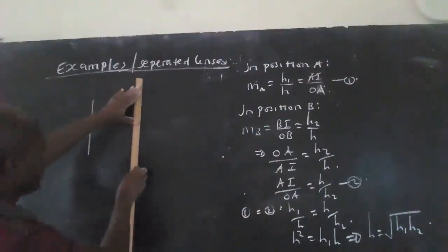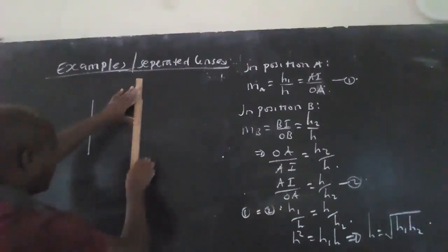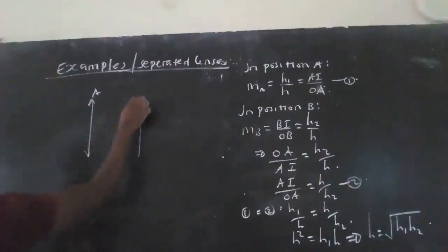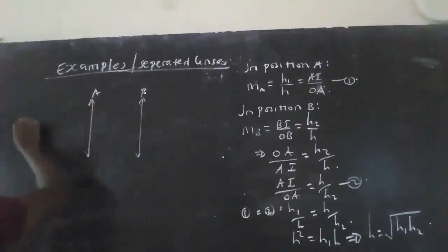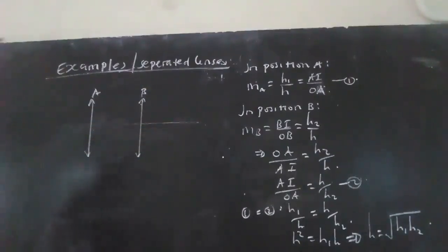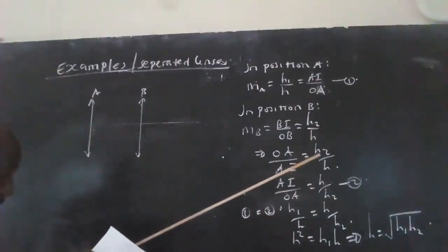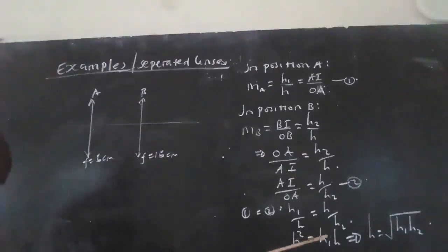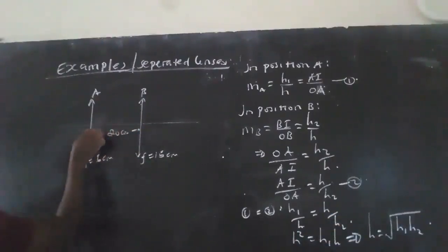So this is A. This is B. This is just a sketch diagram. We shall draw the final diagram. Two convex lenses A and B. The focal lengths they have given us are 5 centimeters and 15 centimeters. So f here is 5 centimeters, f here is 15 centimeters. They are placed coaxially 20 centimeters apart.